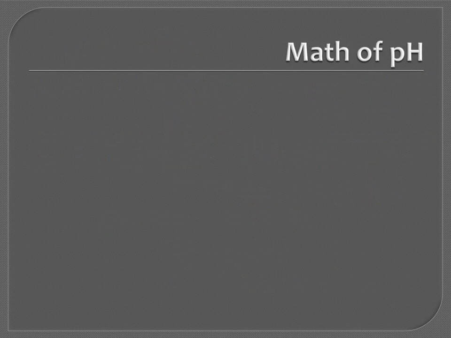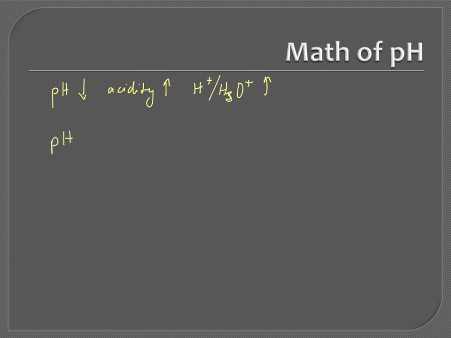So to summarize what I pretty much did in the previous slide, if pH is going down, that means we're increasing acidity and also increasing H plus or H3O plus. Whereas if pH is going up, basicity goes up, acidity goes down, and this goes down.